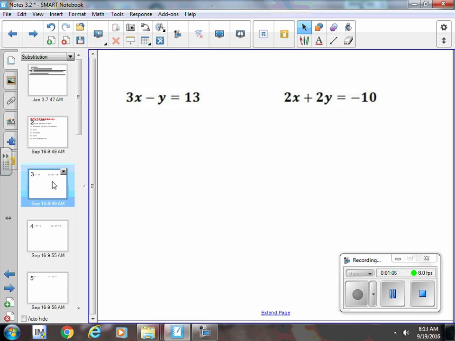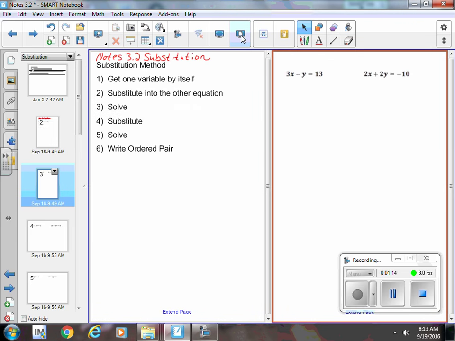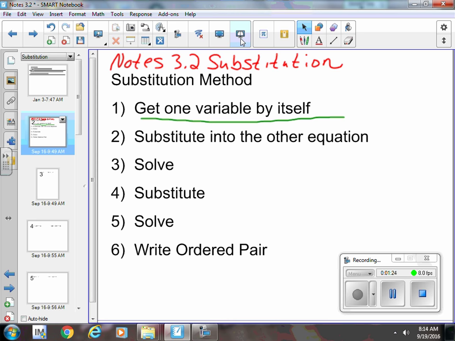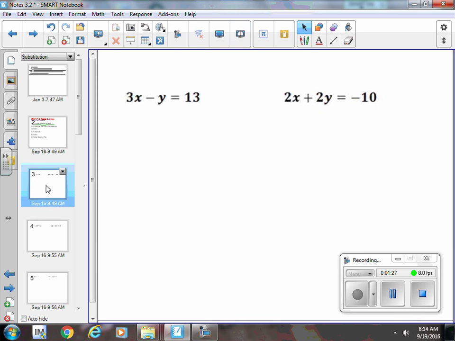All right, here's our first problem. The first step for the substitution method is to get one variable all by itself. That's my first step. When I'm looking at this problem, I've got 1, 2, 3, 4 different places where there are variables.